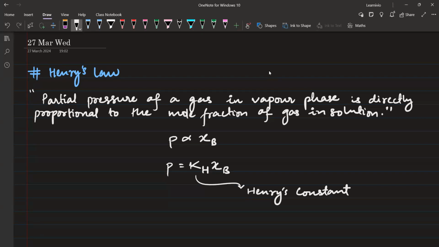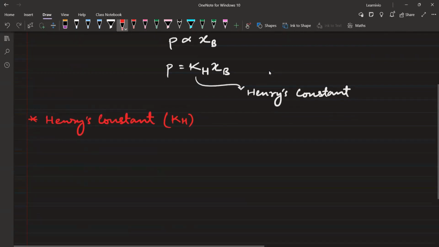Now we'll write a few things about Henry's constant. So write the subtopic: Henry's constant, KH. First of all, KH is a function of gas. That means for different gas, the KH value will be different.